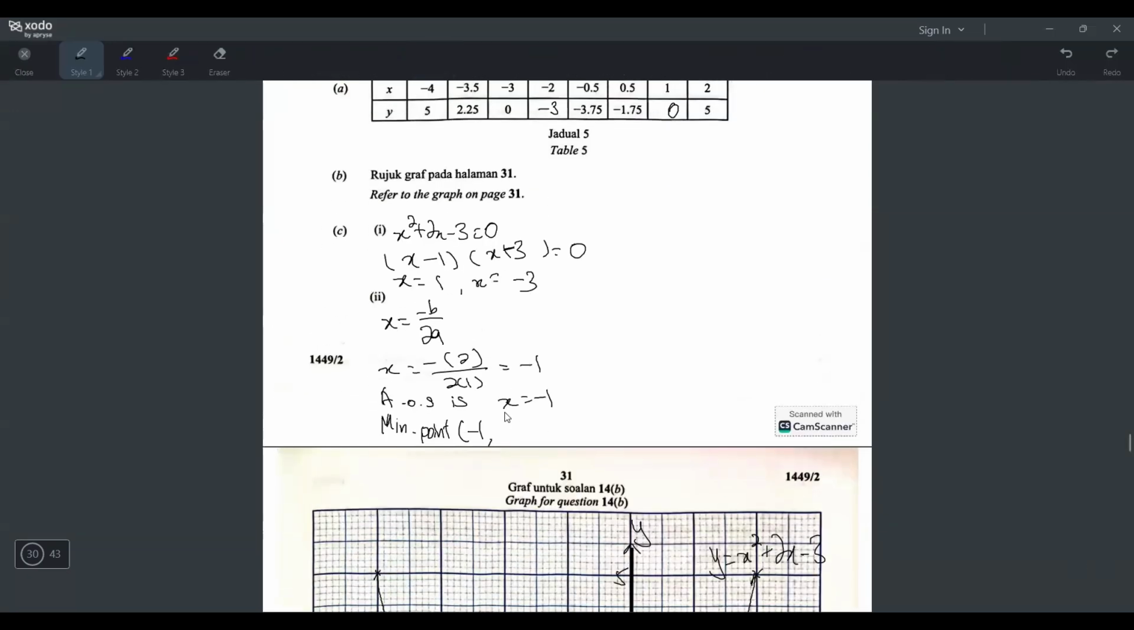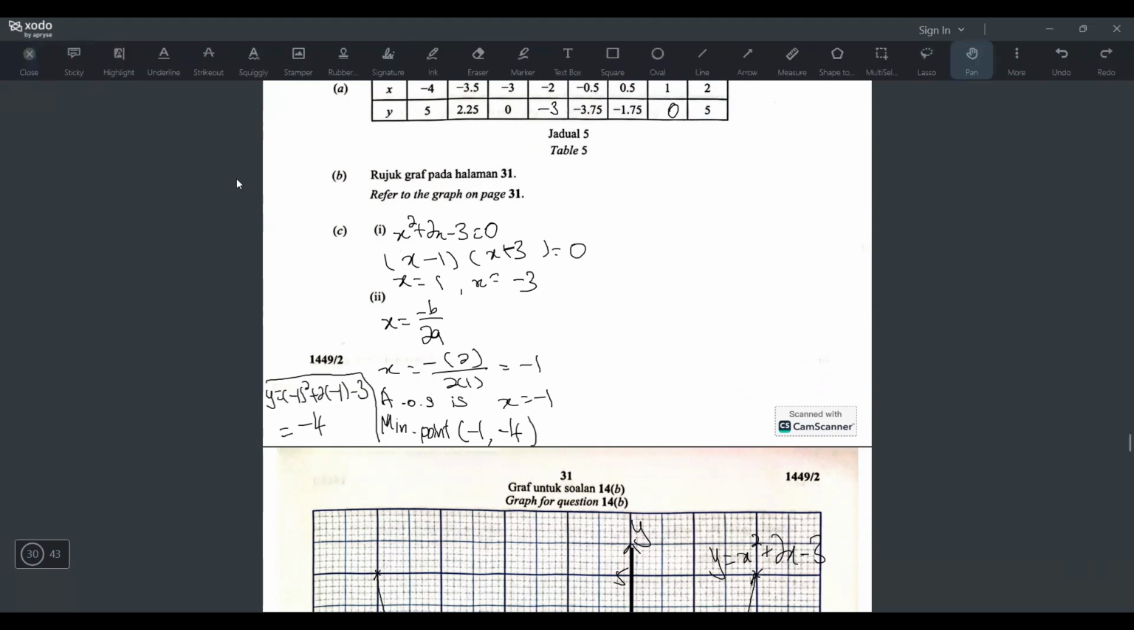I have to write some working here. So I'll write y equals x squared plus 2x minus 3, and for x, I just substitute negative 1. Here you get 1, 1 minus 2, negative 1, minus 3, negative 4. So it means the minimum point is negative 1, negative 4.